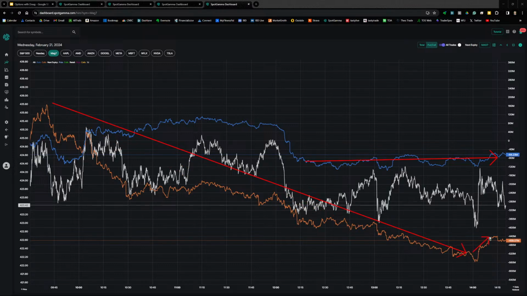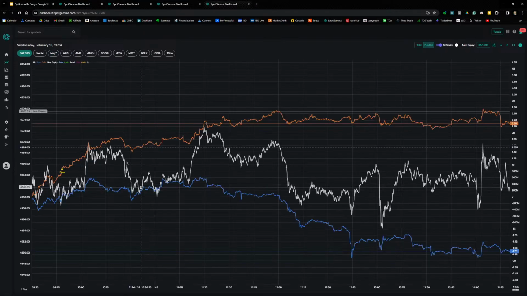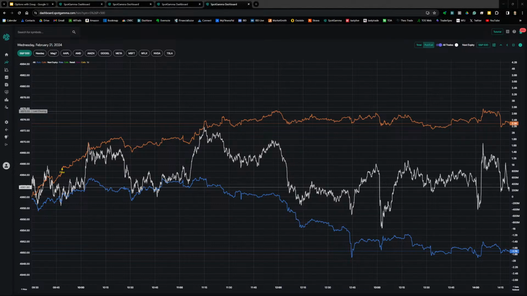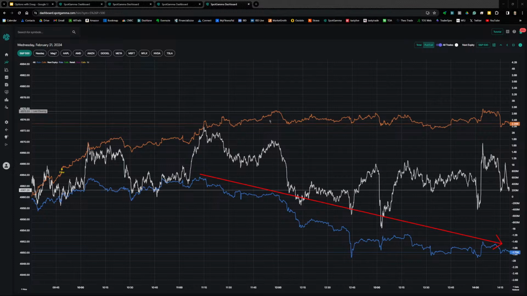Looks like now they may be buying calls. Let's go take a look at the S&P 500. So far, continue to buy puts. Not doing much with calls. Let me check for questions.